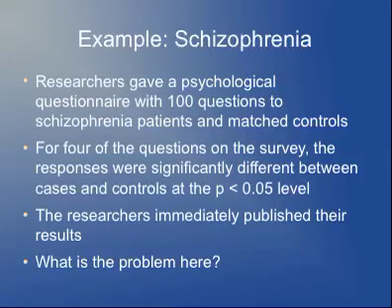An example of that is this schizophrenia example we have here. Researchers gave a psychological questionnaire with 100 questions to schizophrenia patients and matched controls, and for 4 of those questions, the responses were significantly different between cases and controls at the p equals 0.05 level, and then they immediately published their results. So can you see what the problem here might be? Anybody want to try to explain it?